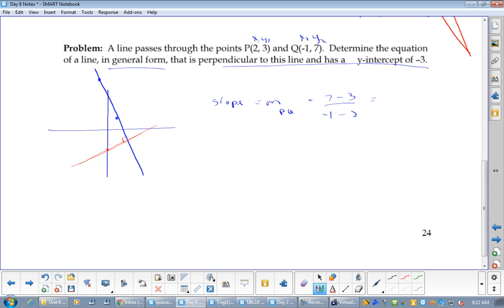7 minus 3 is 4. Negative 1 minus 2 is negative 3, which is negative 4/3. I'm going to put that negative up top. So the slope of this line is negative 4/3. Therefore, what's the slope of this line? 3/4. What's the y-intercept? So the equation would be y equals 3/4 x minus 3.